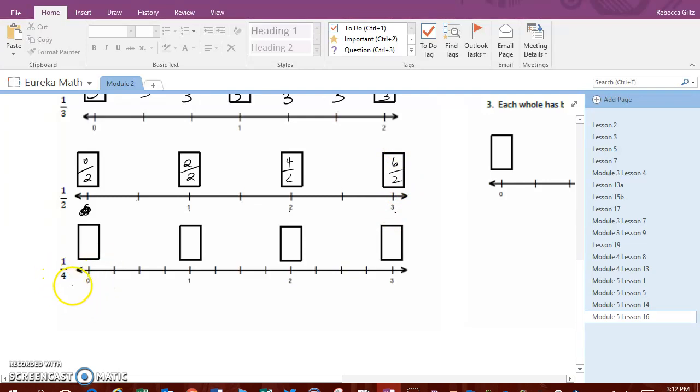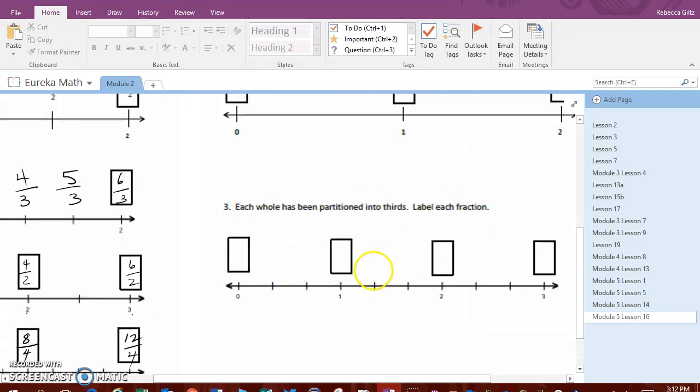Last one on this side, we've got fourths. So we have 1, 2, 3, 4 sections in the whole. So this is 0 fourths, 1/4, 2/4, 3/4, 4/4, 5/4, 6/4, 7/4, 8/4, 9/4, 10/4, 11/4, 12/4. And just a quick check, 3 times 4 is 12, 2 times 4 is 8, 1 times 4 is 4, 0 times 4 is 0. That's how we know we got the right answer.